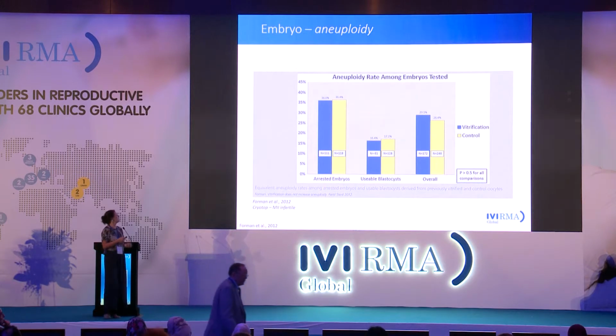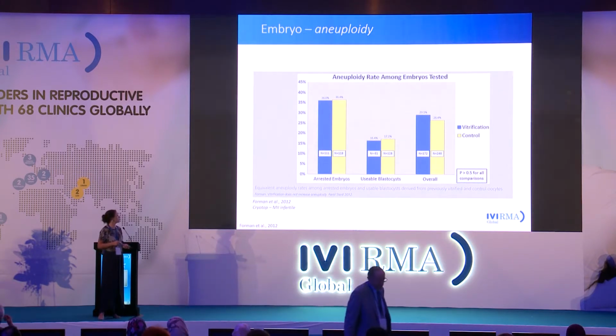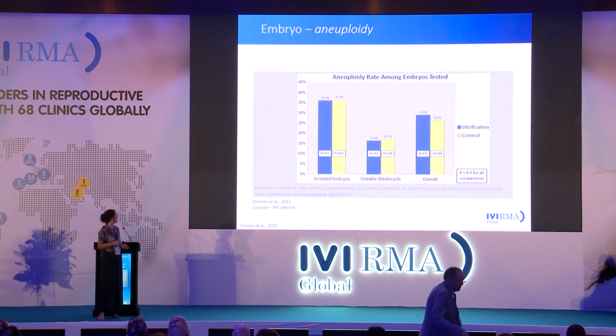Then another study in which they analyzed the aneuploidy rate at the blastocyst stage between fresh and vitrified oocytes. So they analyzed all arrested embryos, and they could not see differences between the vitrification and the control. And then also for all the usable blastocysts, they did not see any difference in ploidy at the blastocyst stage.